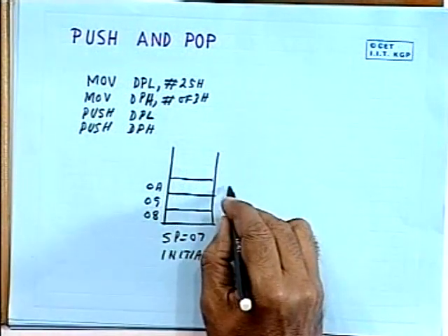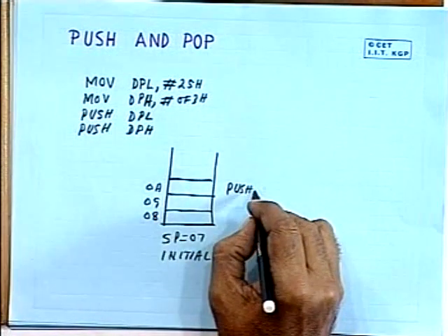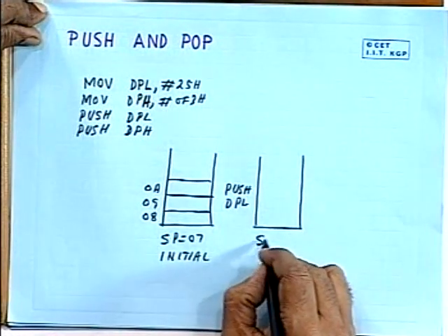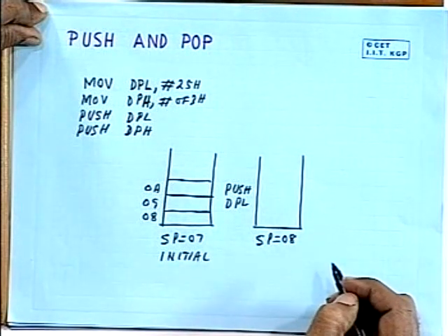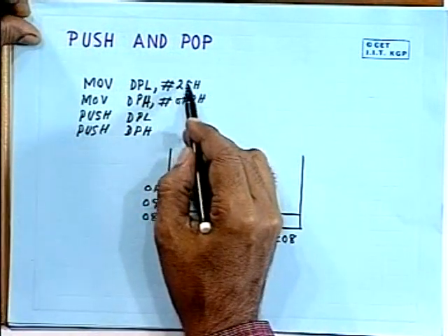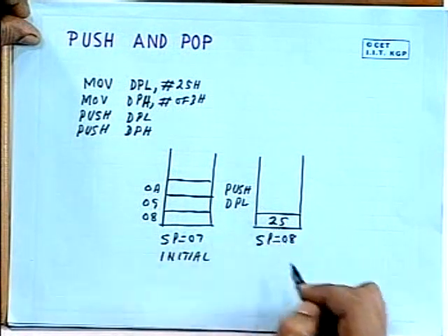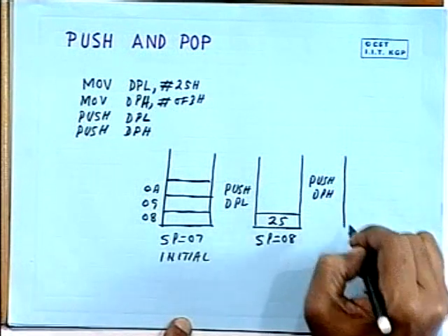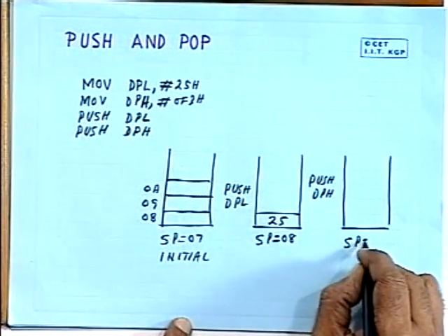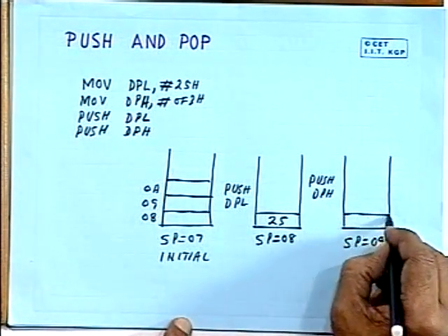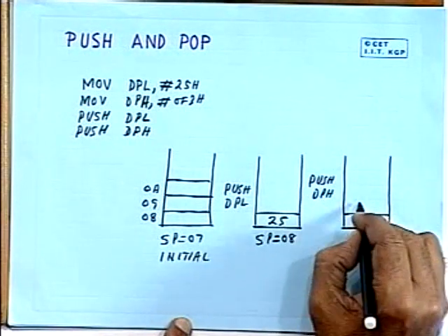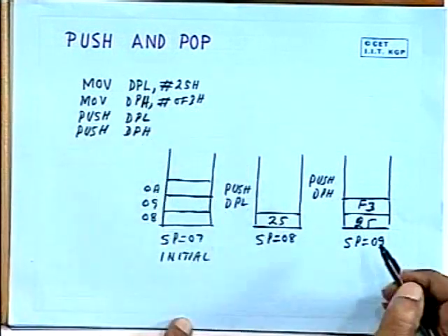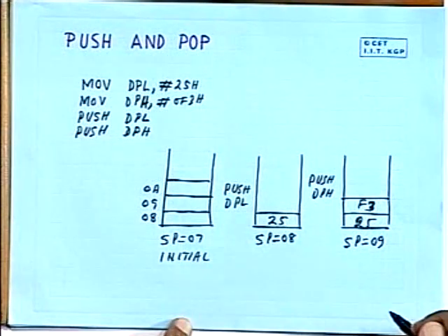So this is the initial state. Now suppose you execute this instruction, push DPL. Then what will happen? The stack pointer will be incremented by 1, it will become 08, and what is the value stored there? 25. So 25 will come to memory location 08. Now if you perform another push, say DPH, then the stack pointer will be incremented by another 1 to 09, and in the stack you will have 25 here, and here you will have F3, this value which is already stored in the data pointer higher order byte. So this is how the push operation is performed.